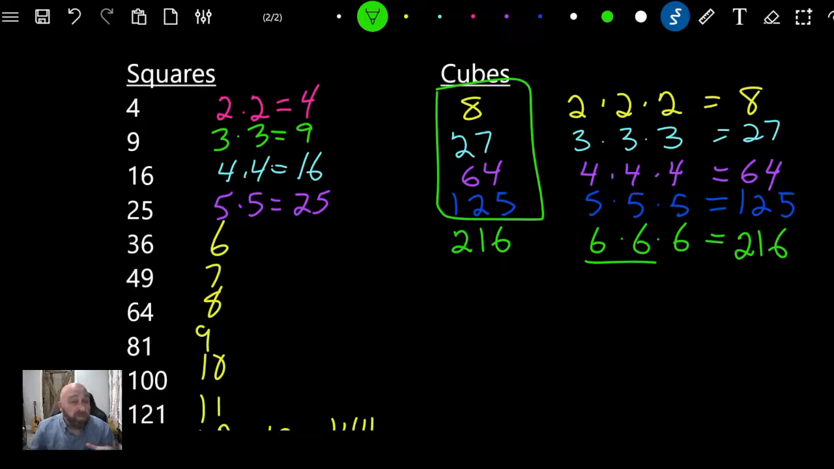So 2, 3, 4, and 5. Know those with the cubes. With the squares, you should know all the way to 12. And you're going to thank me later. Okay, when you get to algebra class, you're going to say, "Oh, thank you, Mr. Steve. I really now understand why you made me do those."